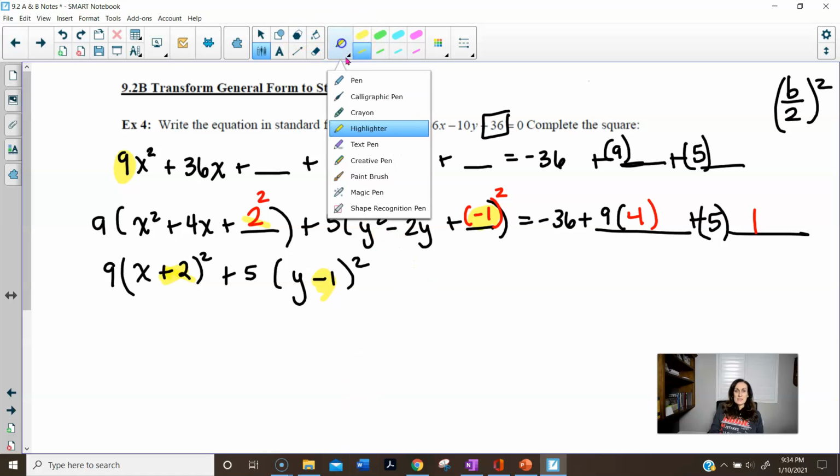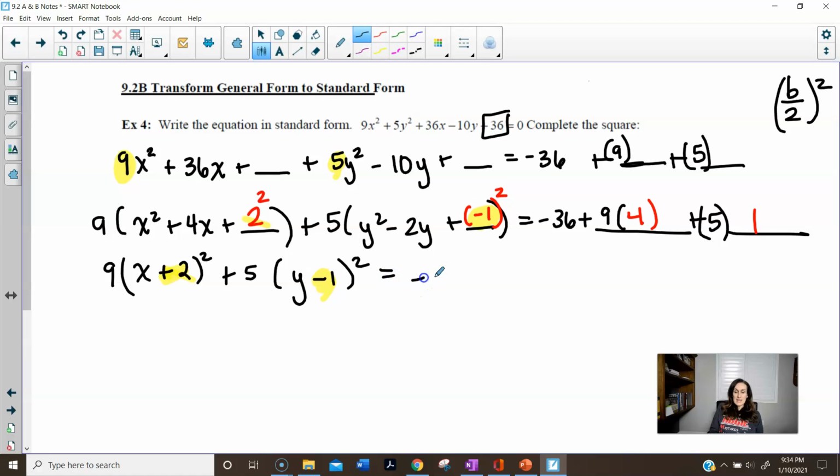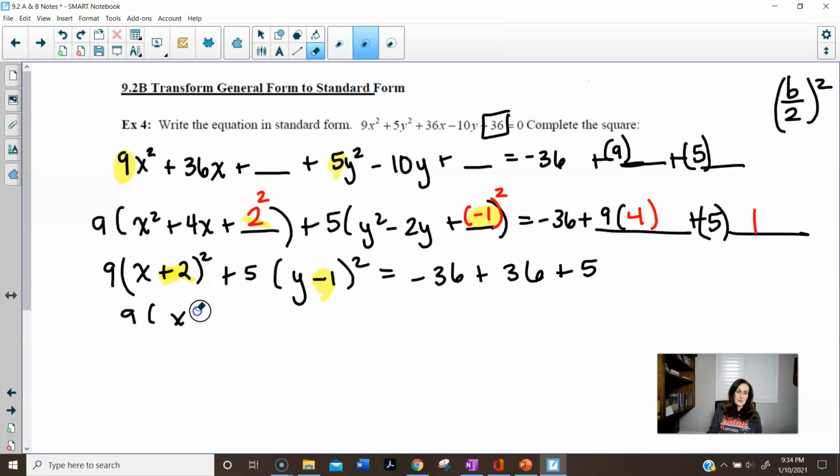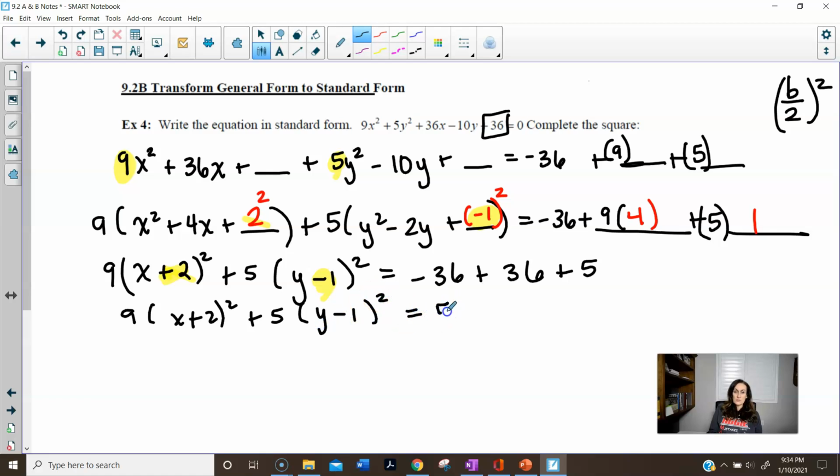That is going to be equal to negative 36 plus 36 plus 5 times 1 is 5. So 9 times x plus 2 squared plus 5 times the quantity of y subtract 1 squared is equal to 5.